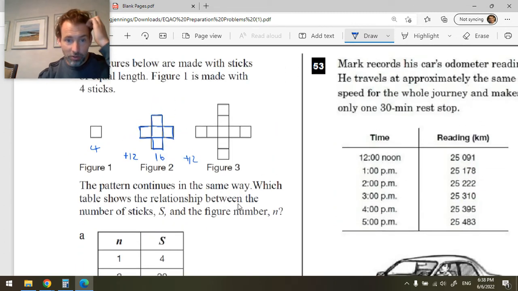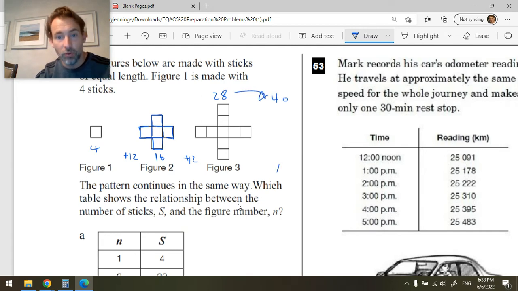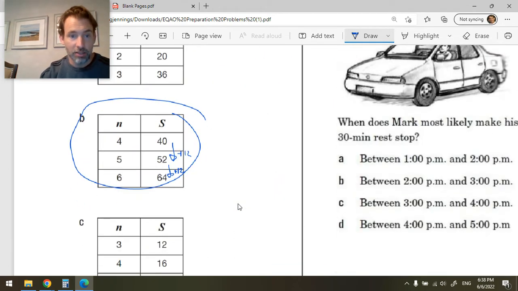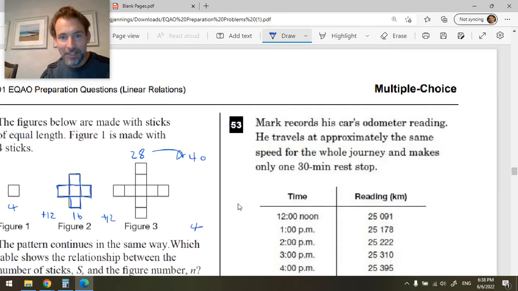Figure 3 would have 28 sticks, because 16 plus 12. The next figure would have 40. That would be figure 4. And it turns out that that's the figure right here. There. So it's B. All right.